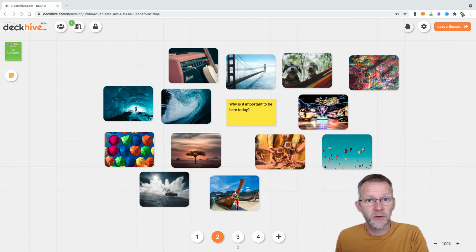There are many different ways to use the 20 pictures deck within Deckhive. Here are just a few ideas to get you started. So first of all, we have a check-in activity.